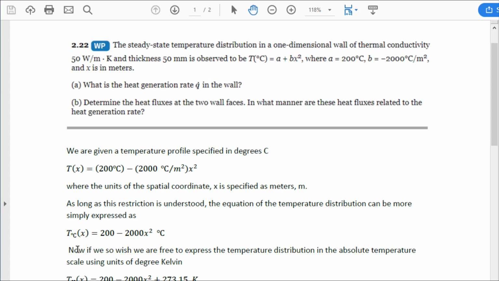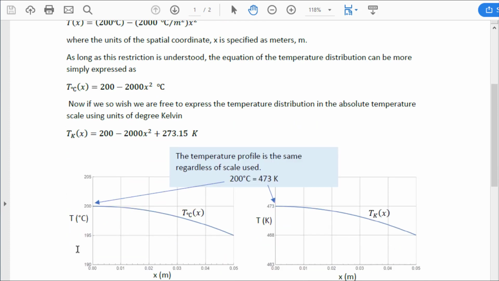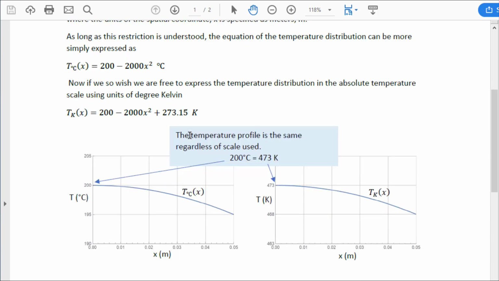Now, if we wish, we're free to express this as Kelvin, but in this case, all we're doing is adding 273.15 degrees to the right-hand side of the equation. So this is in centigrade and this is in Kelvin. You see here that when I plot these, the plots are exactly the same. The only thing that's happening when you put it into Kelvin is you're shifting the curve up and down, but you haven't really changed anything. The temperature scales are different, but they still represent the exact same thing.